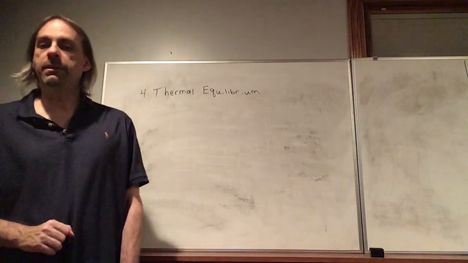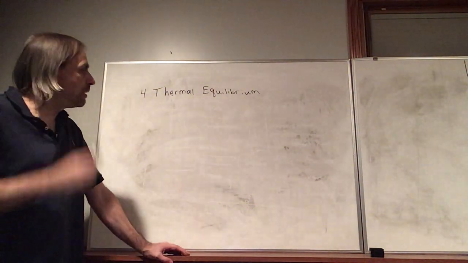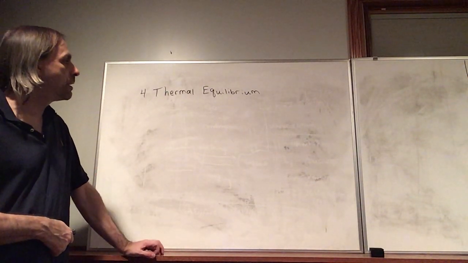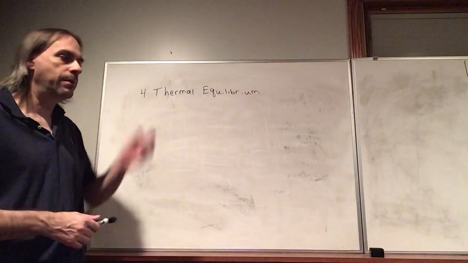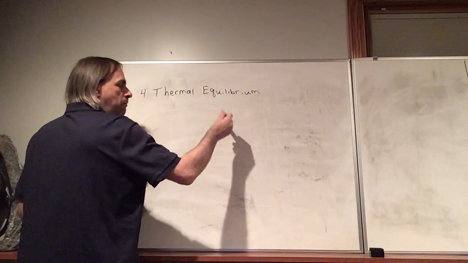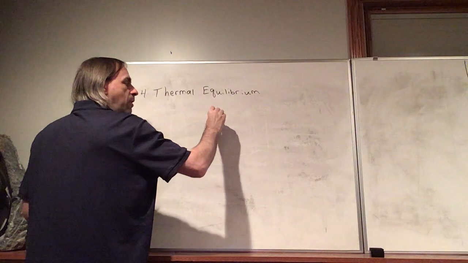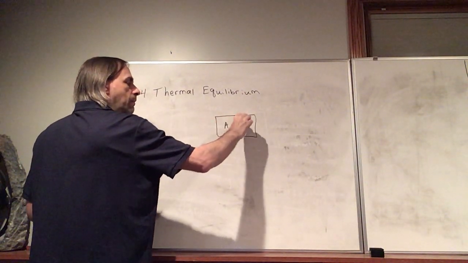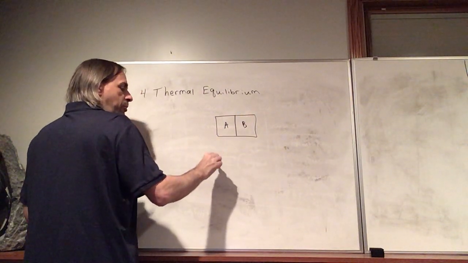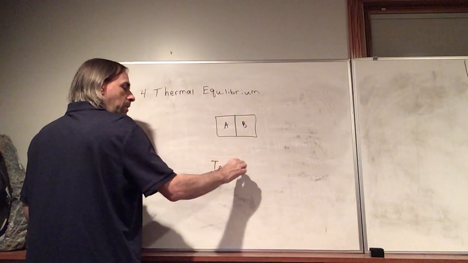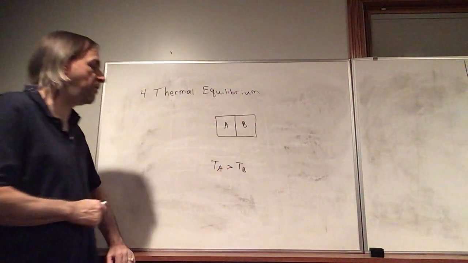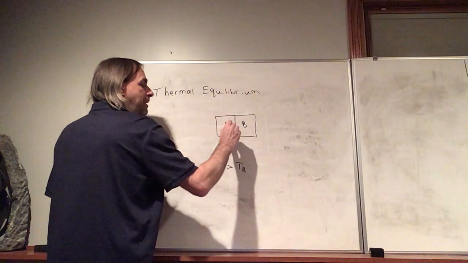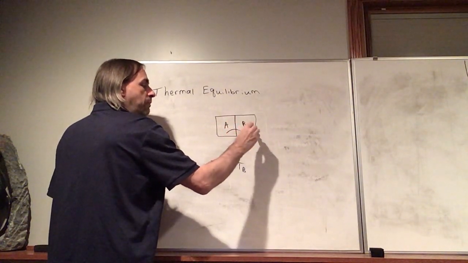All right, hello class. So I'm going to talk about thermal equilibrium today. Let's say we have two objects, A and B, that are in thermal contact with each other. And let's say the temperature of A is greater than the temperature of B. And so heat is going to flow spontaneously from A to B, from hot to cold.